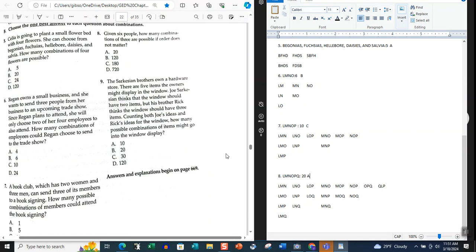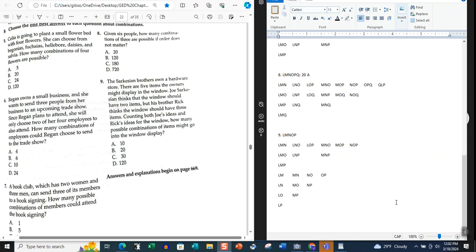Okay, so now we go down here to number 9. It says the Sarkeesian brothers own a hardware store. There are 5 items the owner might display in the window. Joe Sarkeesian thinks that the window should have 2 items, but his brother Rick thinks the window should have 3 items. Counting both Joe's idea and Rick's ideas for the window, how many possible combinations of items might go into the window display?